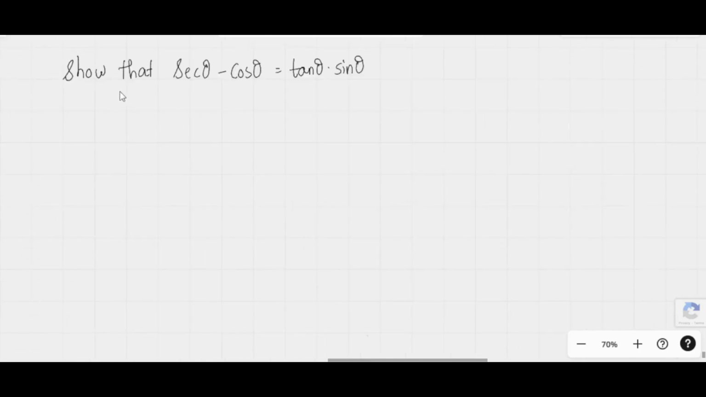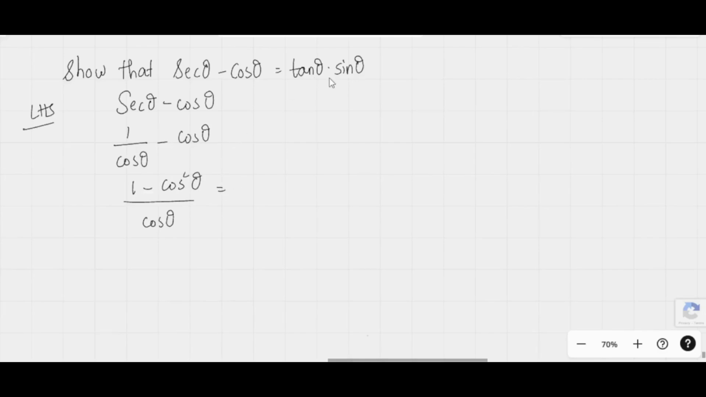In this question they're asking: show that secant minus cos equals tan into sin. Take out your LHS first. What is LHS? Secant theta minus cos theta. Secant theta we can write as 1 by cos, so 1 by cos minus cos theta. Take out the LCM again. Take cos theta as the LCM. Whenever LCM comes, where cos is already there, no need to do anything, just write the numerator like that. But here nothing is there in the second term, so I have to multiply cos theta into cos theta, that is cos square theta.